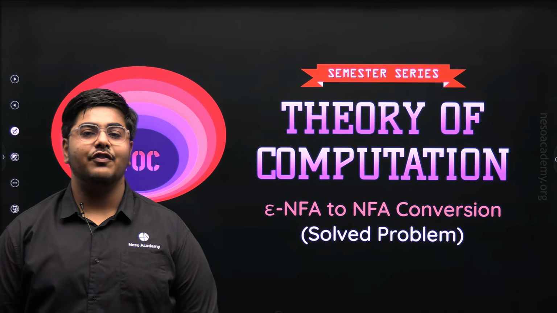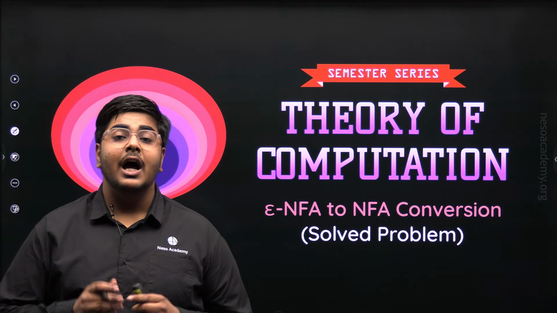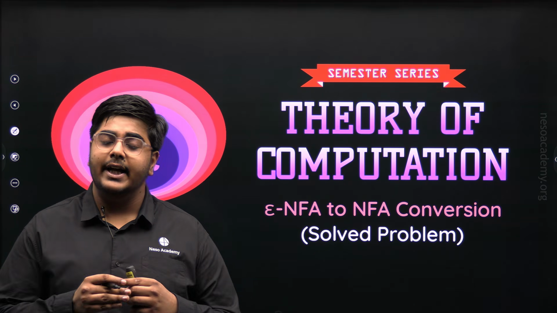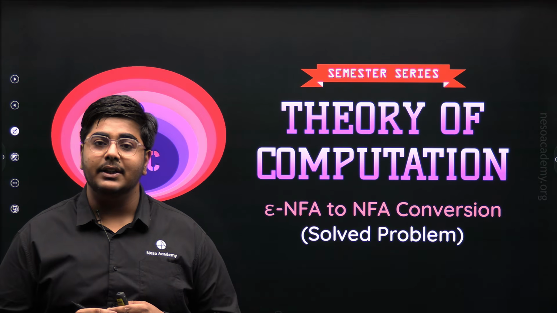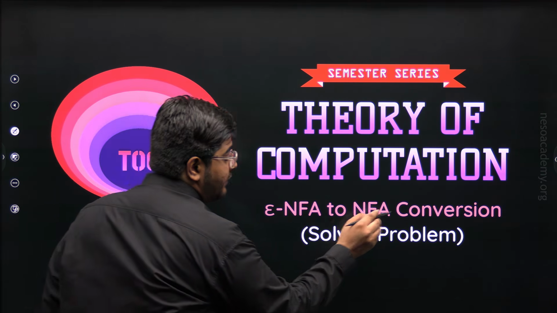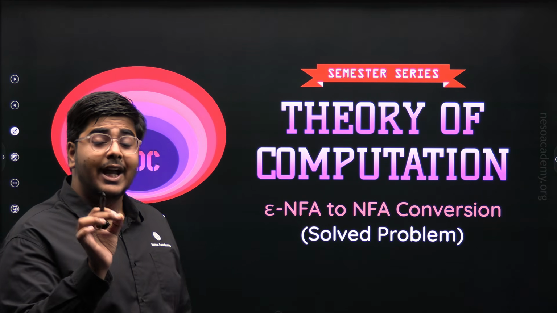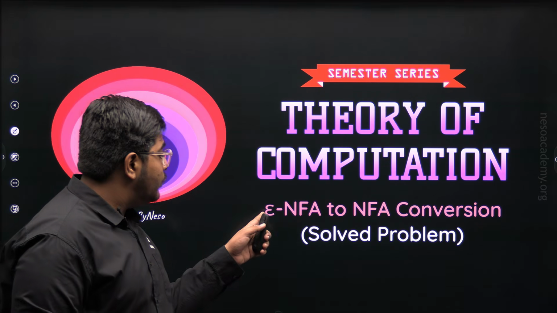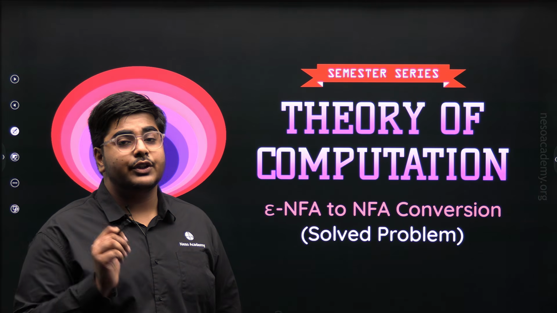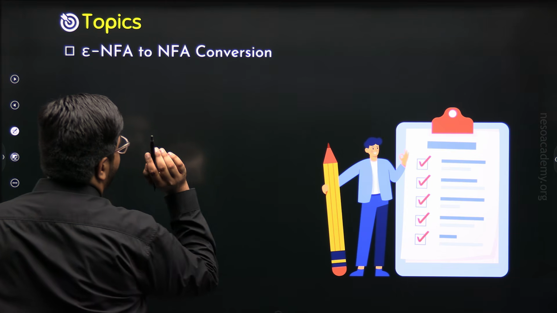We are learning theory of computation, and in the previous lecture, we have understood how to convert an epsilon NFA into its equivalent NFA with the help of an example. And now in this lecture, that is epsilon NFA to NFA conversion solved problem, we are going to solve an important problem for conversion of epsilon NFA to its equivalent NFA. So the topic for this lecture is epsilon NFA to NFA conversion.